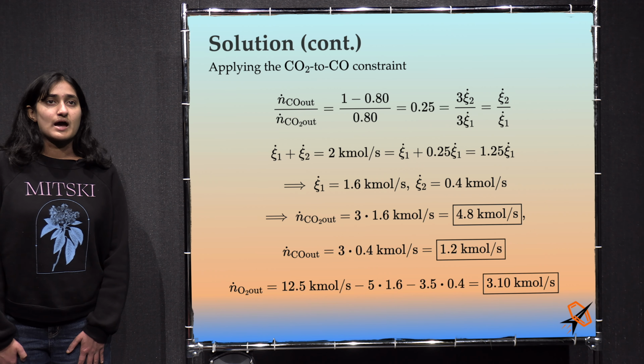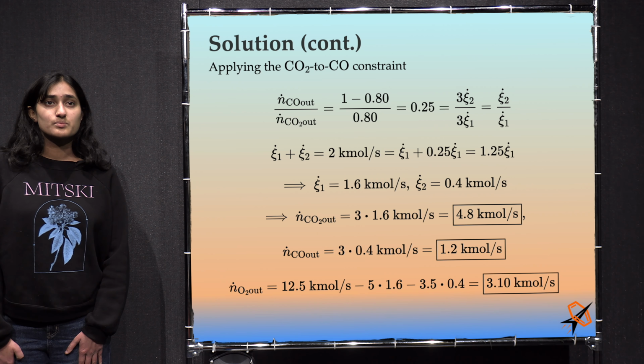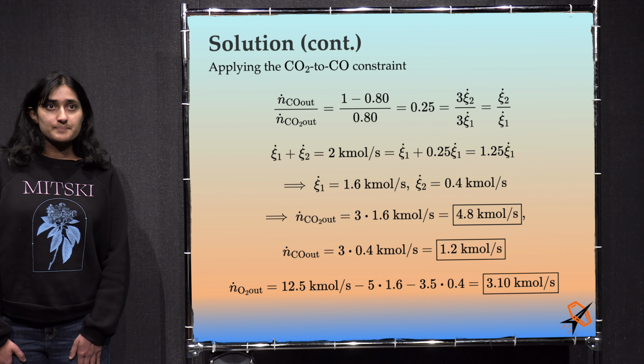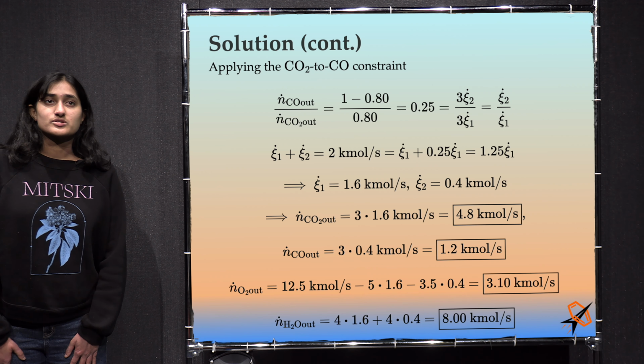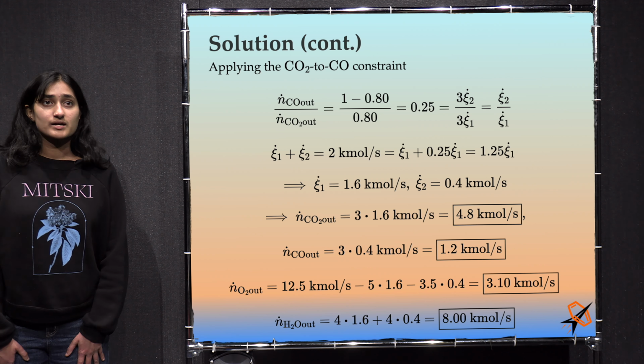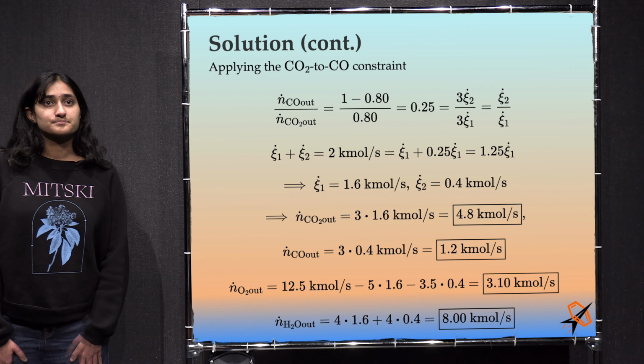The moles of oxygen out is going to be 12.5 minus 5 times 1.6 minus 3.5 times 0.4, which equals 3.1 kilomoles per second. And the water coming out is going to be 4 times each of the two extents. That comes out to be 8 kilomoles per second.